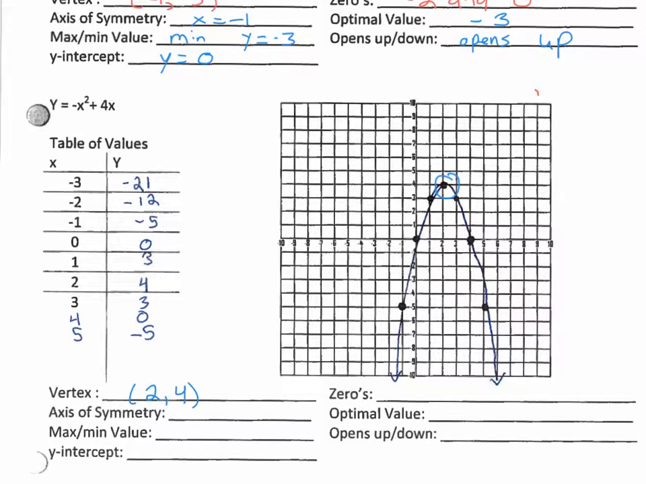The axis of symmetry, traveling through the vertex, dividing the parabola in half, is right here. The x coordinate of the vertex gives x equals 2. Max or min value. This time our parabola has a max value. All the other points are below right here. So our max value, we have to identify that it's a maximum value. Everything is below y equals 4.